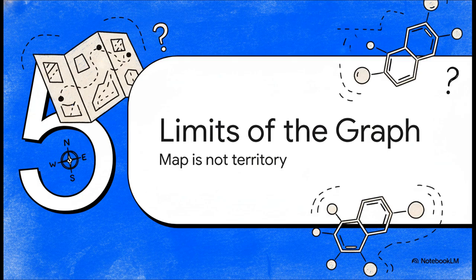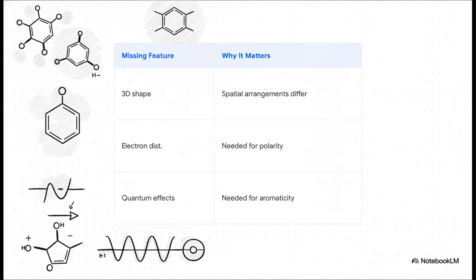Finally, let's look at Section 5, the limits of the graph. The map is not the territory. Now, we have to be honest here. A basic molecular graph does strip away a lot of physical reality. It tells us perfectly what is connected to what, but it completely misses the 3D shape. Two molecules can actually have the exact same graph, but differ entirely in how they are arranged in 3D space. We call these stereoisomers, and to be frank, simple graph theory really struggles to tell them apart.